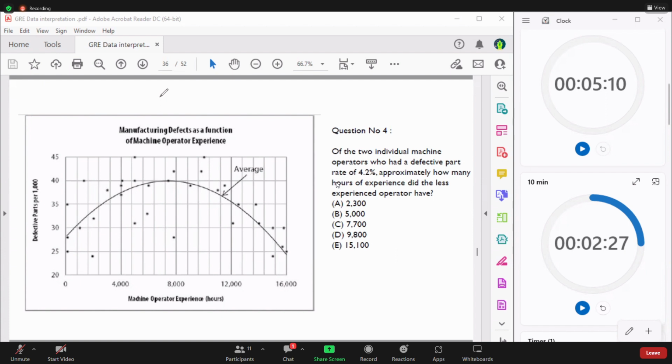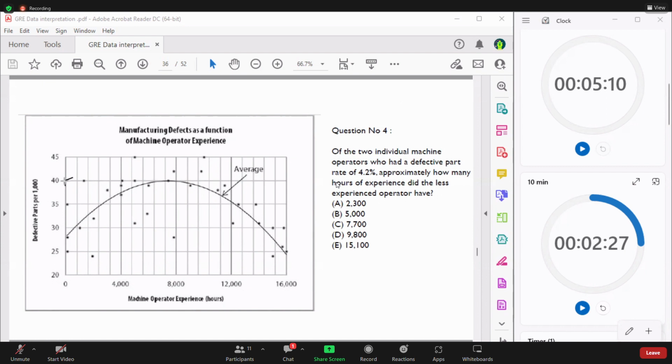So what does it say? Two individual machine operators who had a defective part rate of 4.2%. Now, we are calculating defective rate out of 1,000 parts. So 4.2% of 1,000 would be 42. So that means we have to check which two operators are creating 42 defective parts.